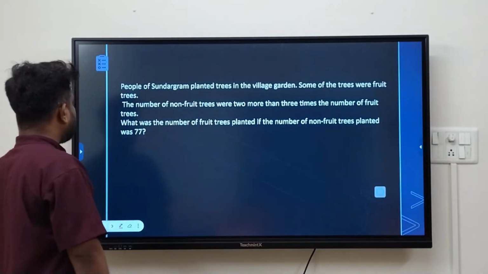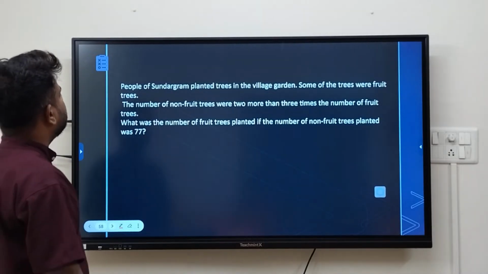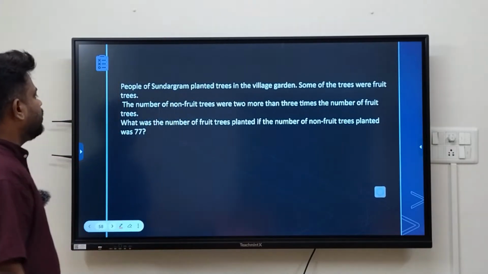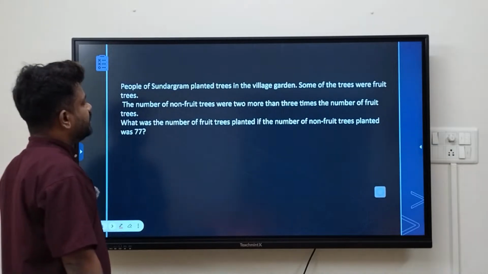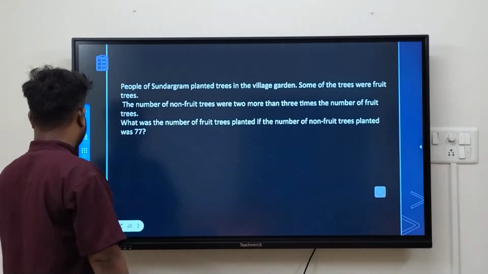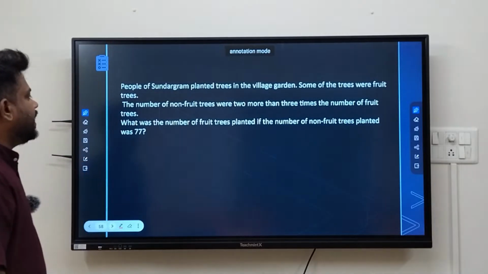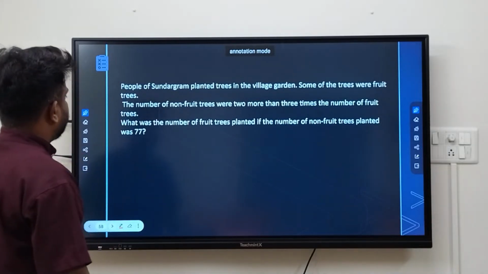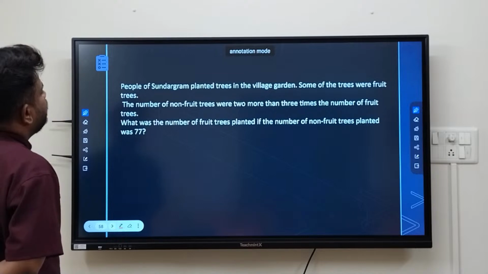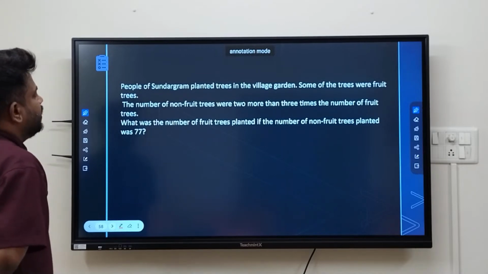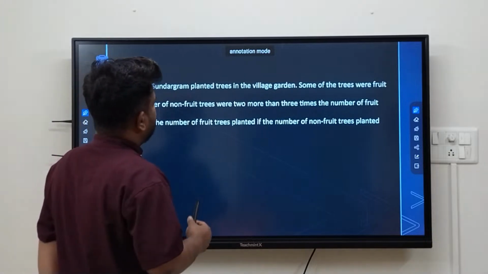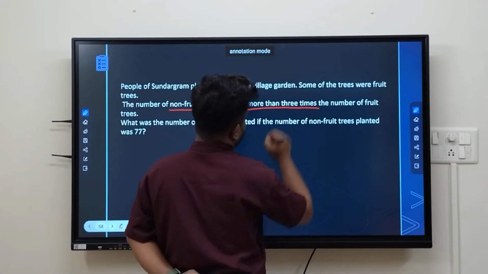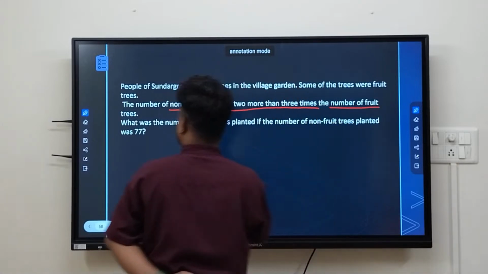Okay. People of Sundargram planted trees in the village garden. Some of the trees were fruit trees. The number of non-fruit trees was 2 more than 3 times the number of fruit trees. What was the number of fruit trees planted if the number of non-fruit trees planted was 77? The number of non-fruit trees was 2 more than 3 times the number of fruit trees.